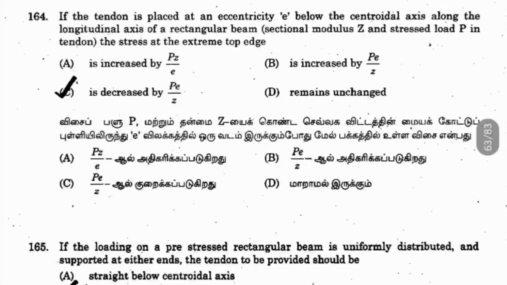164, if the tendon is placed at an eccentricity e below the centroidal axis along the longitudinal axis of the rectangular beam, with the section modulus Z and the load P given, the stress at the extreme top edge is what? When this eccentricity comes in, the stress will be P into e by Z. Here B and C are the options, so you should see whether it is increasing or decreasing. They have given the extreme top edge, so at the edge it will be decreased, whereas in the center it will be increasing. So here it is decreased by Pe by Z.